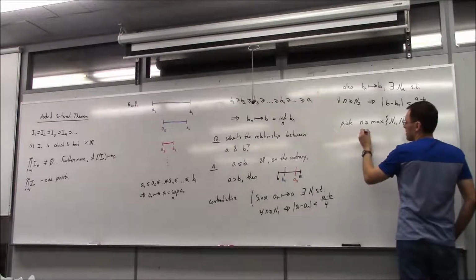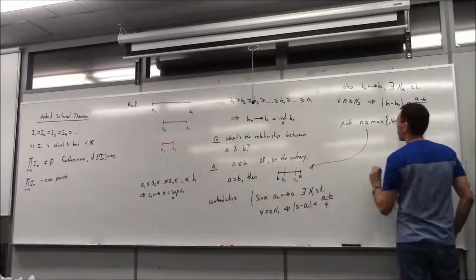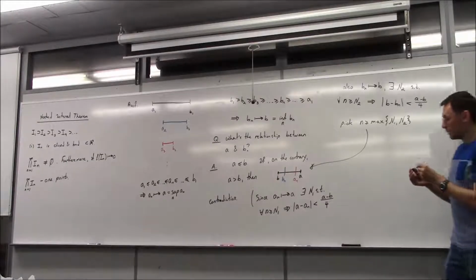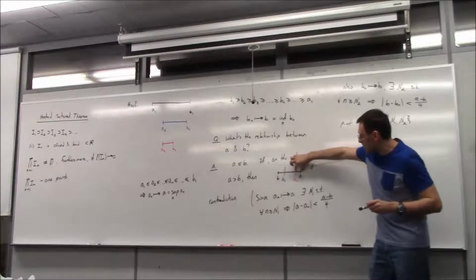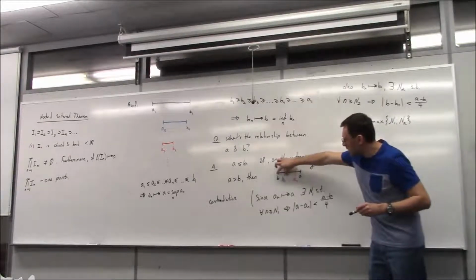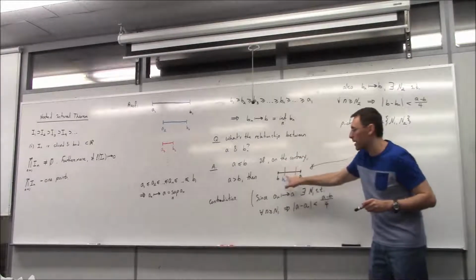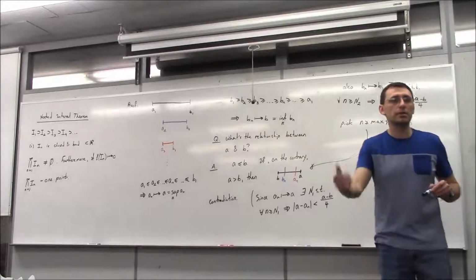Which implies this picture. Okay? So you see what I'm saying. So An is within a quarter of the full distance to A, and Bn is within a quarter of the full distance to B. So they must be as I drew in the picture. Yes?